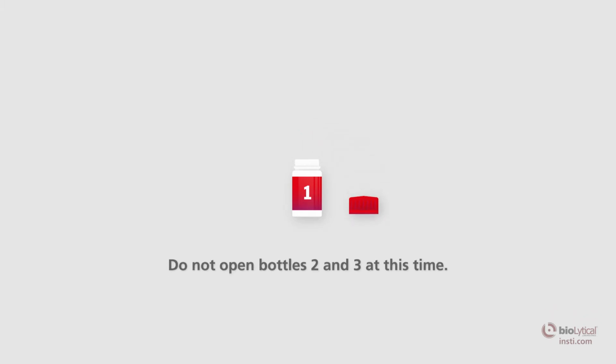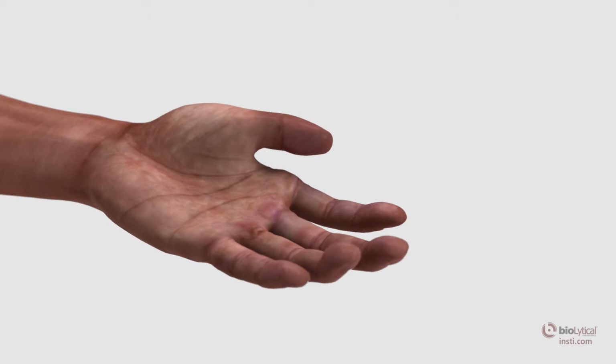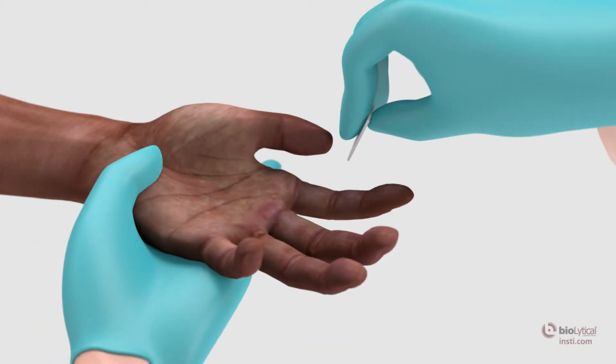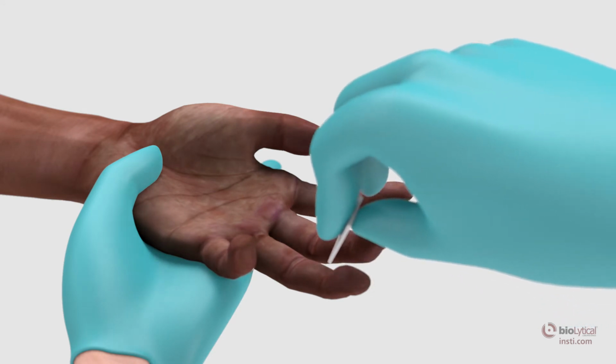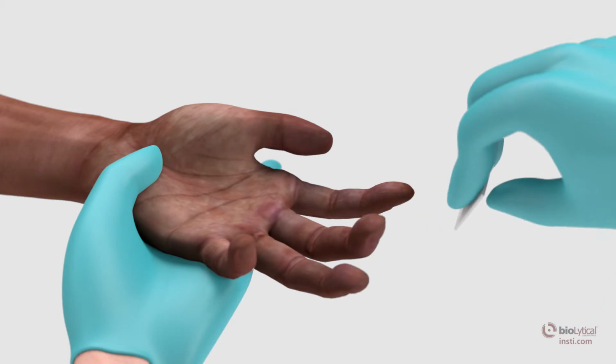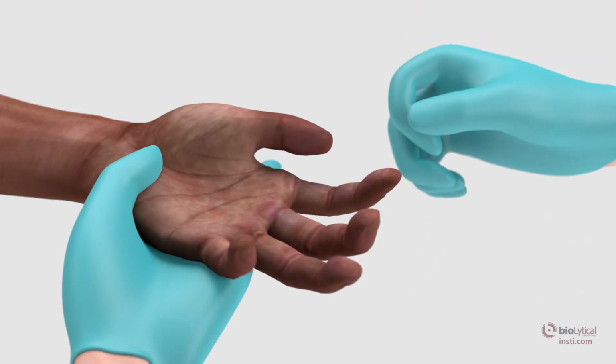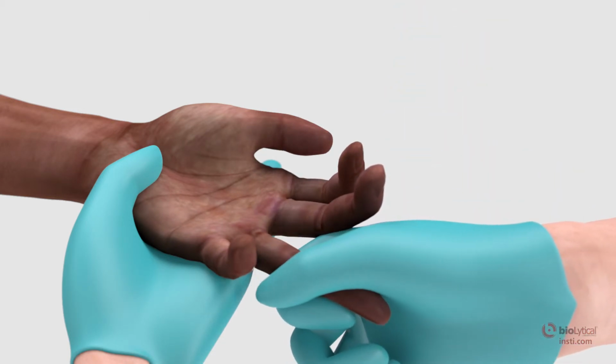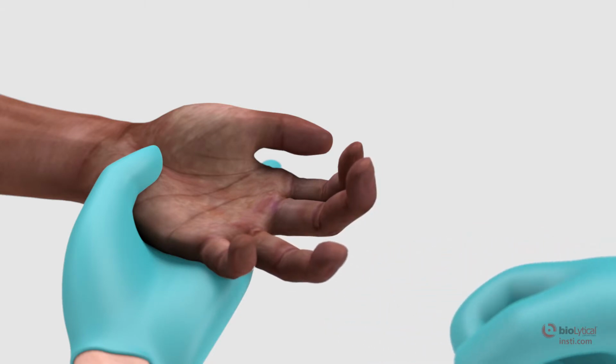First, open bottle number 1, the sample diluent, and retain the cap. Position the patient's hand in a way that is comfortable for the patient and allows you to easily press his or her finger to collect blood. The hand should be positioned at waist level or lower. Wipe the fingertip with an alcohol swab. Allow the finger to dry thoroughly. Massage the patient's finger in one motion towards the tip to allow the blood to move to the surface. The fingertip will become slightly pink.